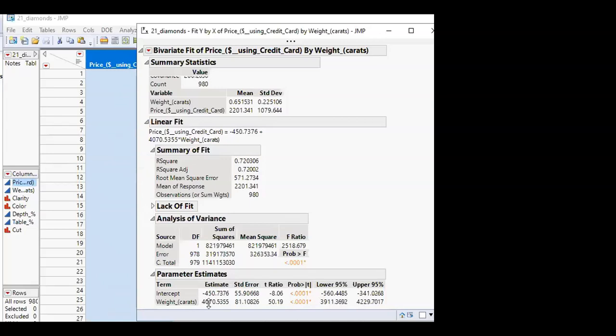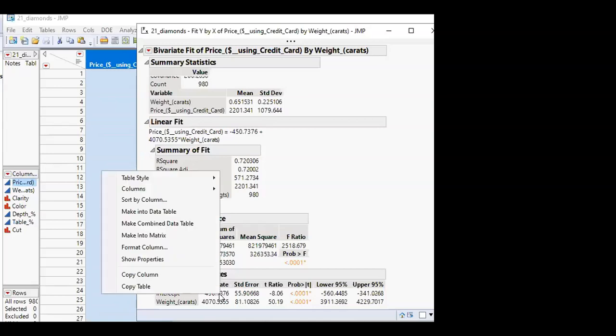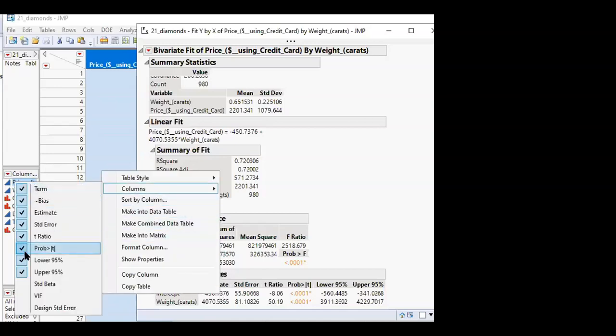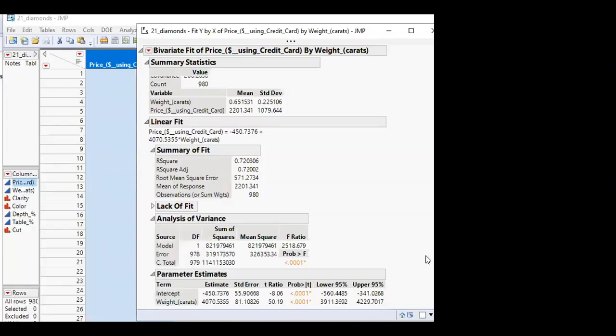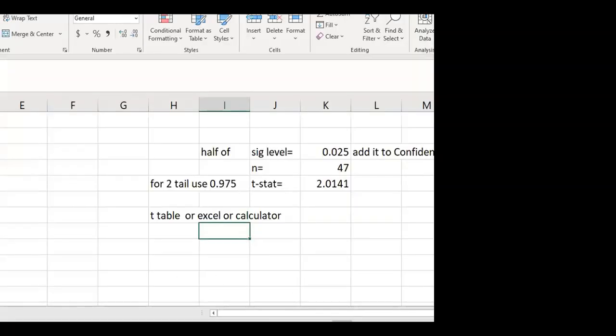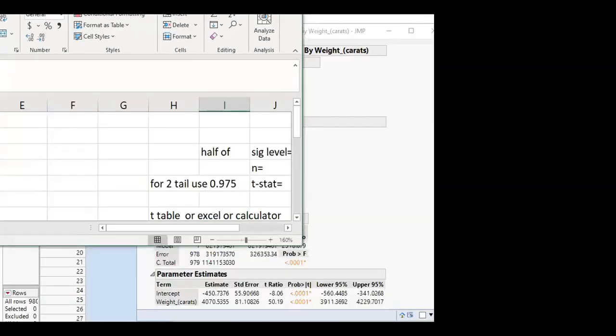4070, right? 4070 is between 3911 and 4229. That's your confidence interval, upper bounds and lower bounds, for intercept and the slope. So it's very easy. You go to the parameter estimate of your fit line, right click, columns, and check the lower and upper 95%. Okay, really quick, I'll show you how to do this using Microsoft Excel as well, just to make sure you know how the calculation works.